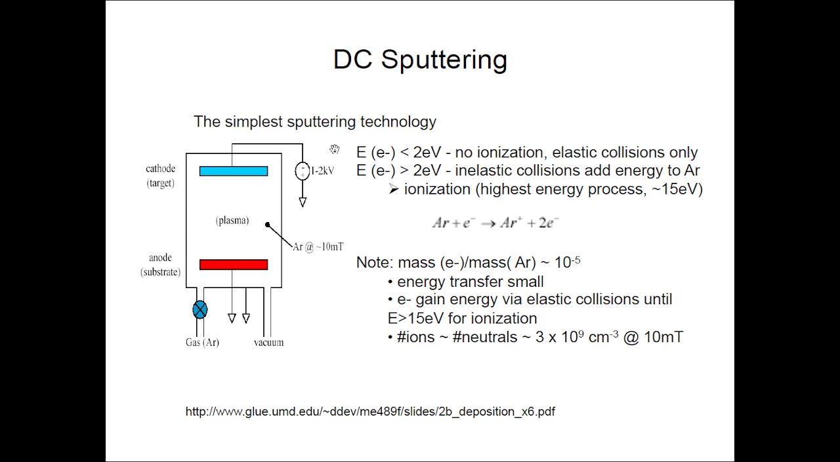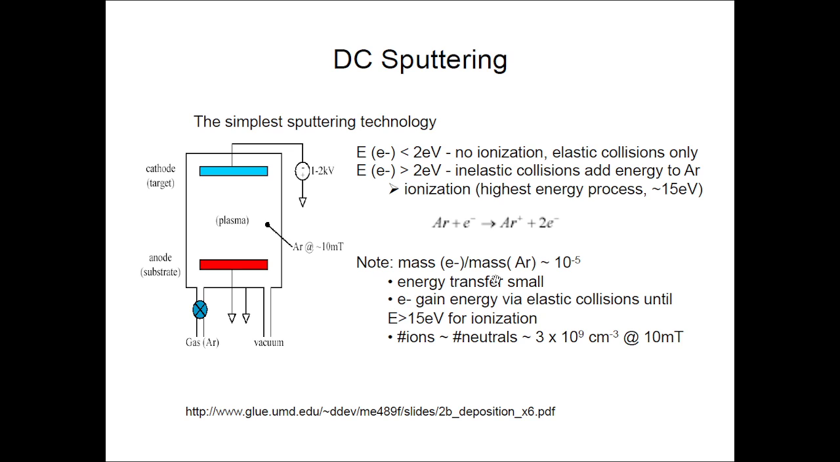a DC voltage here. If it is less than 2 electron volt, there will be no ionization, only elastic collision will happen. If you apply more than 2 electron volt, inelastic collision will occur, and we add energy to the argon, so the ionization will be there. So it is a high energy process, as you can see here.